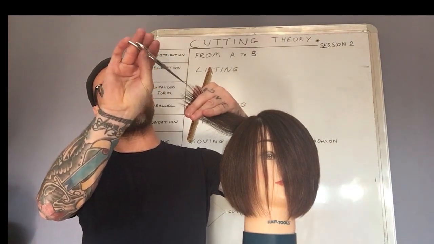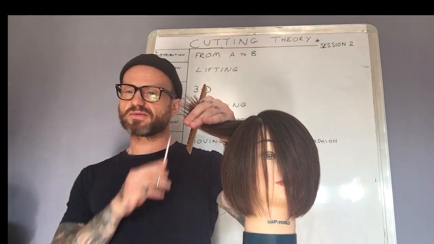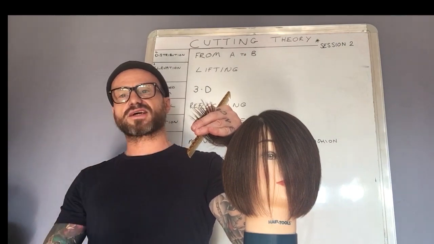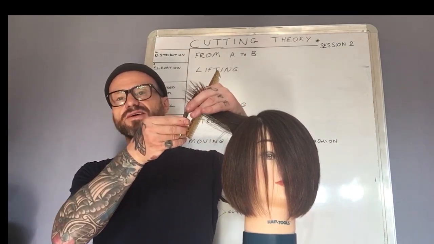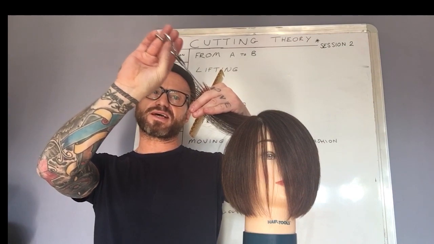So what I'm going to do is what I call parallel point cut. Parallel, we've already touched on. Can you remember what parallel is? It's the same angle as the base of the section, okay? So the hair is coming out at 90 degrees. My scissors are mirroring that, and then it's cutting down into the hair at 90 degrees.